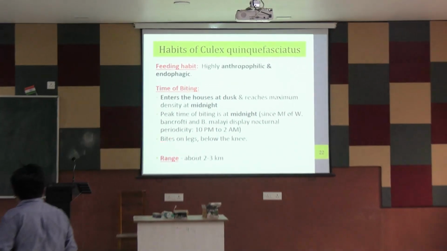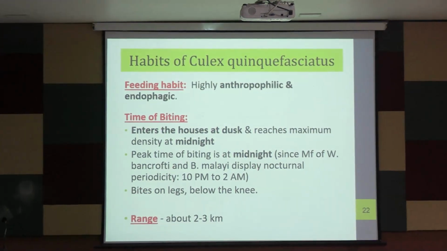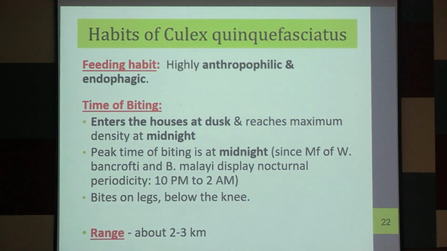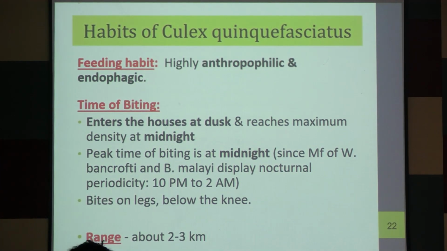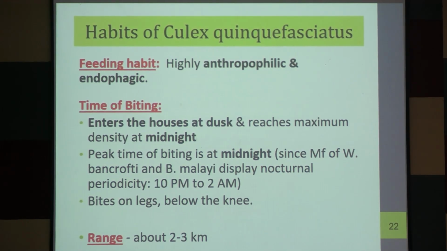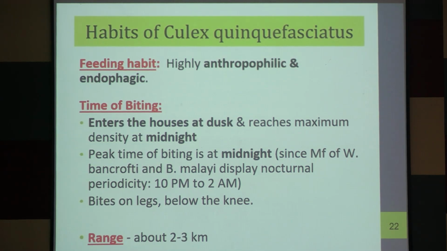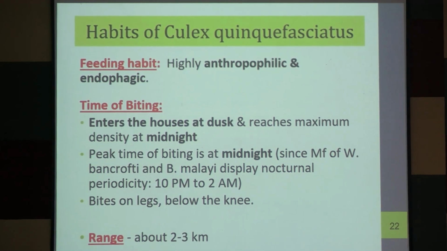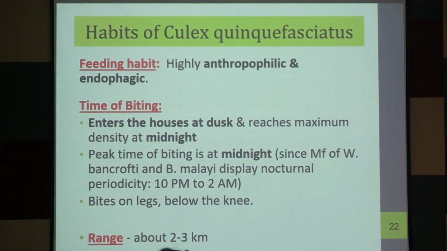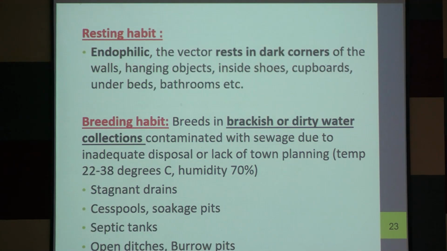Also, it bites on legs, usually below the knee. And what are the range? About 2 to 3 kilometers. What are the range for Aedes? Remember, 11 kilometers. That is also important in the airport areas, so that we cannot transmit yellow fever or Zika fever from another country into our country.